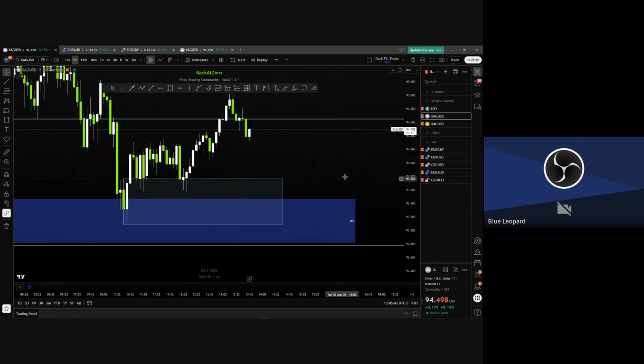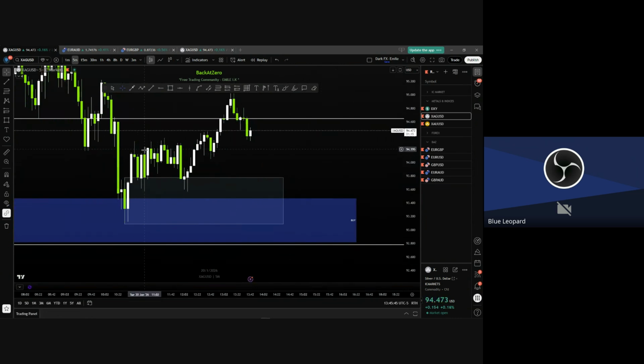Okay? If you missed this, you have another engulfing here. You had another engulfing here. After going out, price came and created another engulfing. Now you have option 2 here.